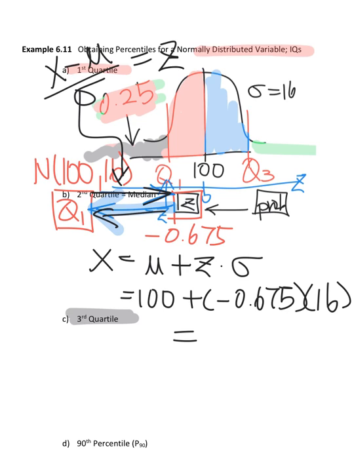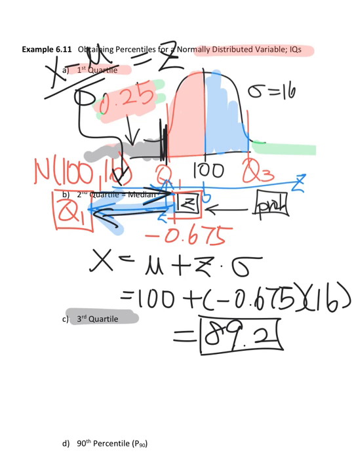100 plus negative z-score, negative 0.675 times the standard deviation, 16. How much? 89.2. Absolutely, it must be less than 100 because it will be the first quartile, to the left.